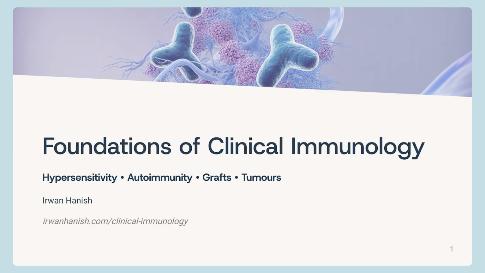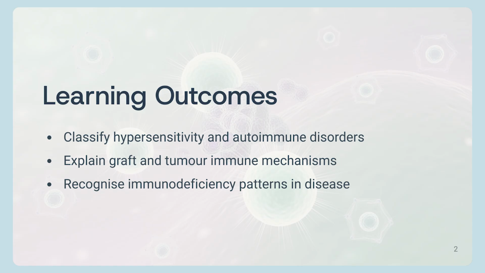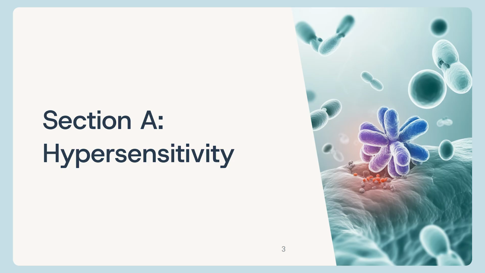Today we're exploring the foundations of clinical immunology and we'll bring together everything we've learned so far in the context of four areas: hypersensitivity, autoimmunity, and graft and tumor immunology. By the end of this lesson, you'll be able to classify hypersensitivity and autoimmune disorders, explain the immune mechanisms behind grafts and tumors, and recognize patterns of immunodeficiency in disease. Let's go through them one by one.